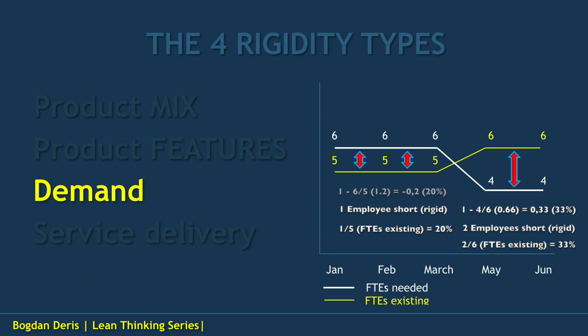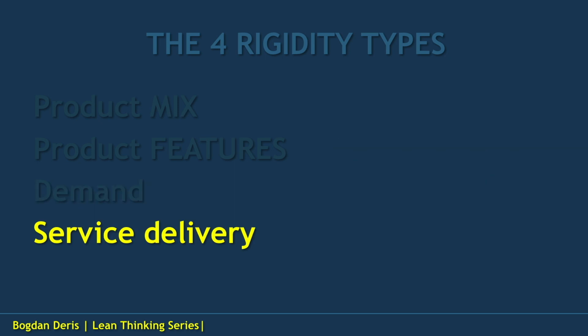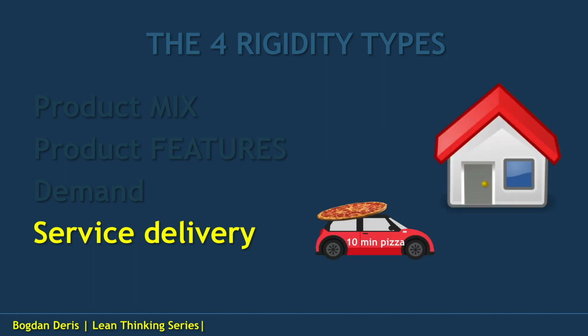The final type of rigidity is service delivery, and it appears when you are unable to fulfill the quality of service that the customers are expecting from your side. For example, if you are an Italian restaurant and you promise to deliver pizza in under 10 minutes from the moment the order has been placed and you fail to do so, it means that you are rigid. In some cases, it might be that it's not even you setting the customer expectations so high, but that the competition around you is the one doing it.